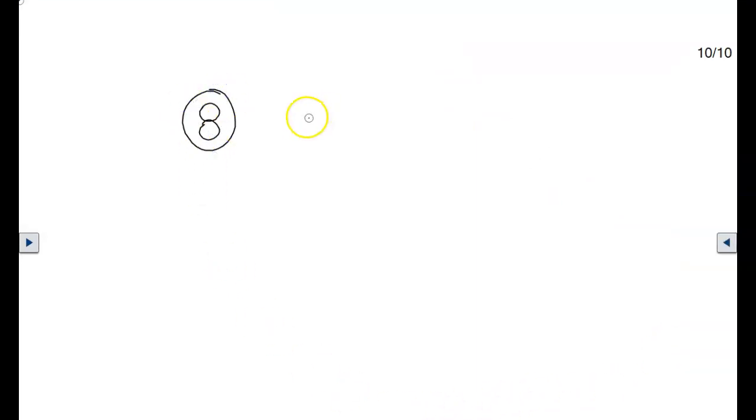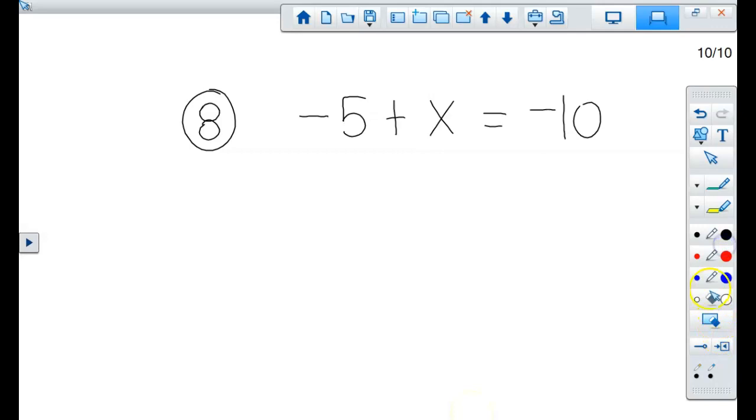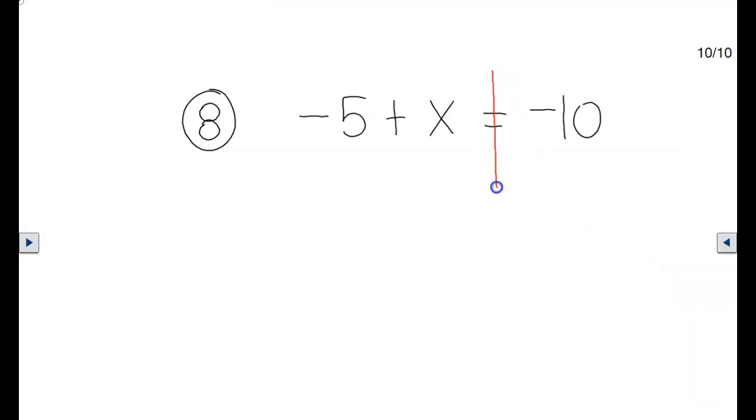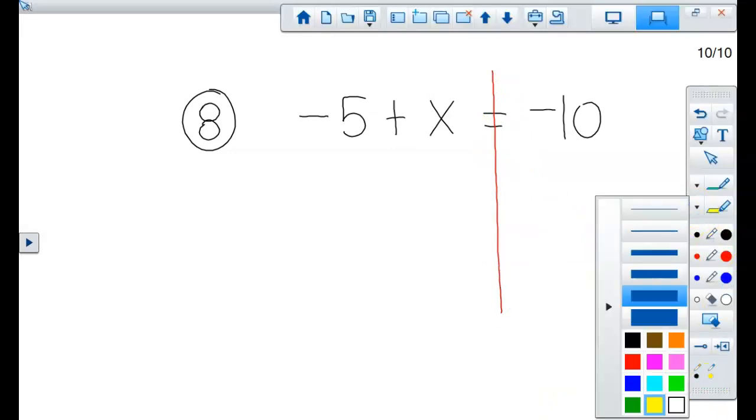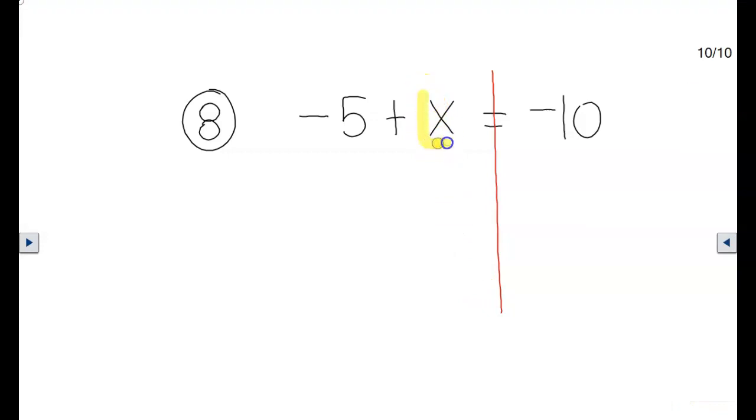All right, let's look at one last one. Let's say I have negative 5 plus x is equal to a negative 10. All right, line through our equal sign. That's always our first move. And then we remember what we're trying to do. We want to end up with x by itself.